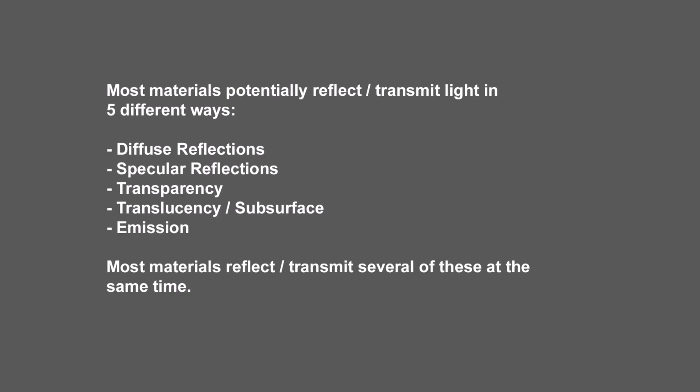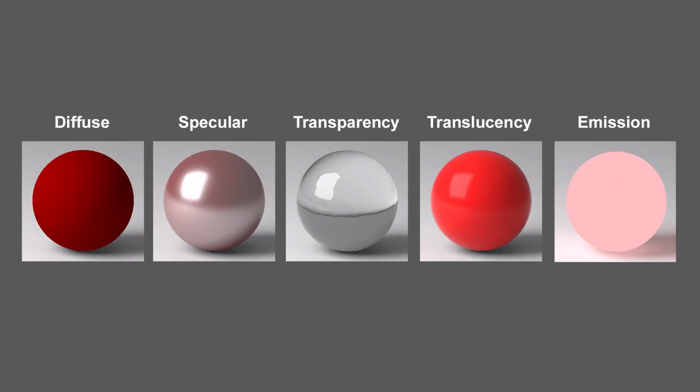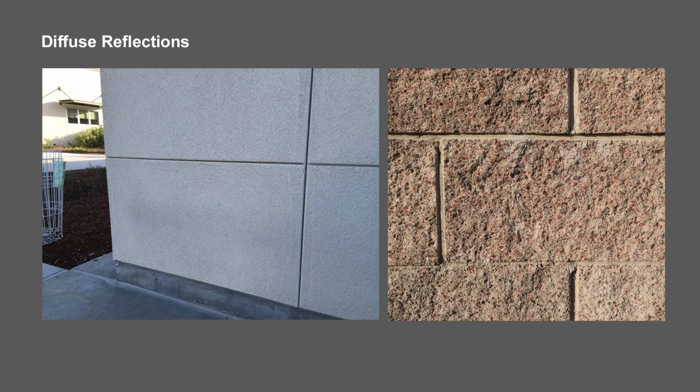So in those categories, most materials also potentially reflect or transmit light in 5 different ways. You have diffuse reflections, specular reflections, transparency, translucency or subsurface, and emission. And most materials reflect or transmit several of these at the same time. So here you can see just 5 quick little shader balls from a 3D program showing the 5 different kinds of reflected light from materials. So we'll start with diffuse reflections.